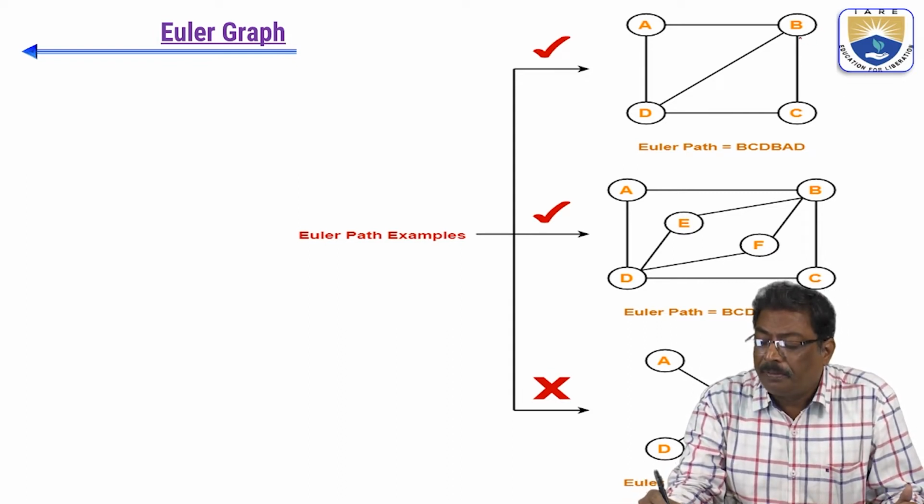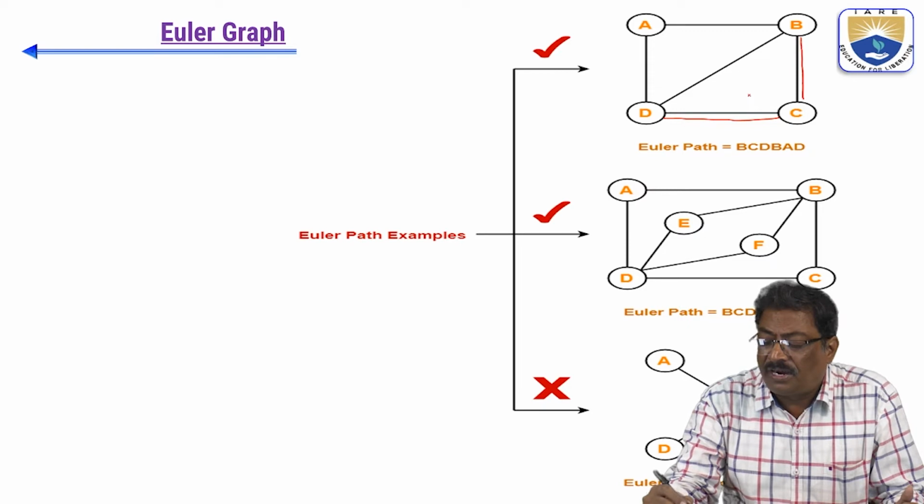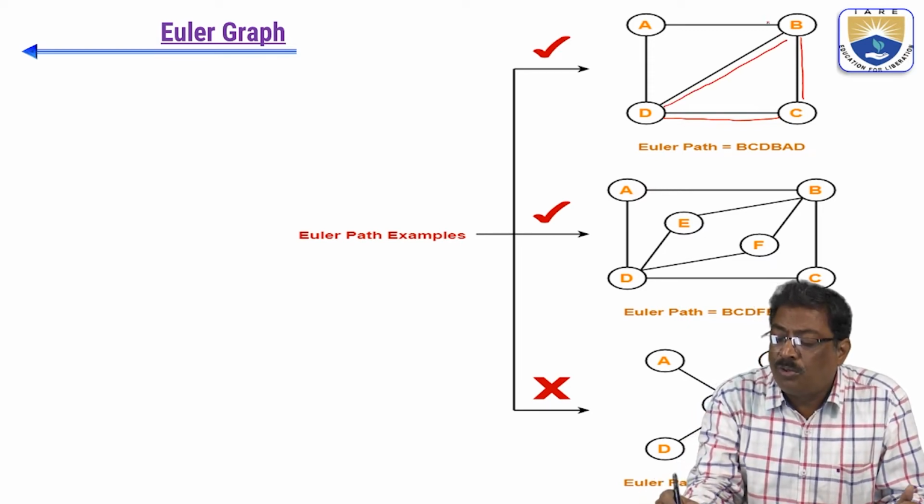Now I am taking B to C and the next C to D. Then another one is D to B. Then we have to move B to A and next A to D.